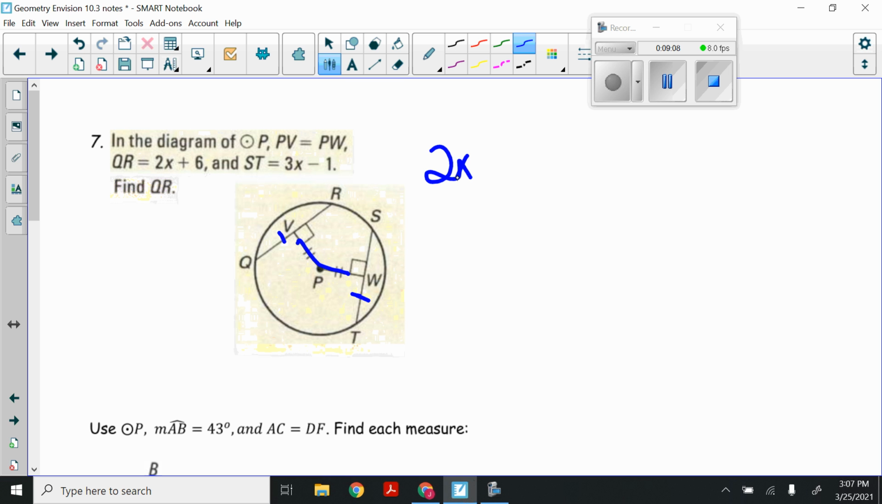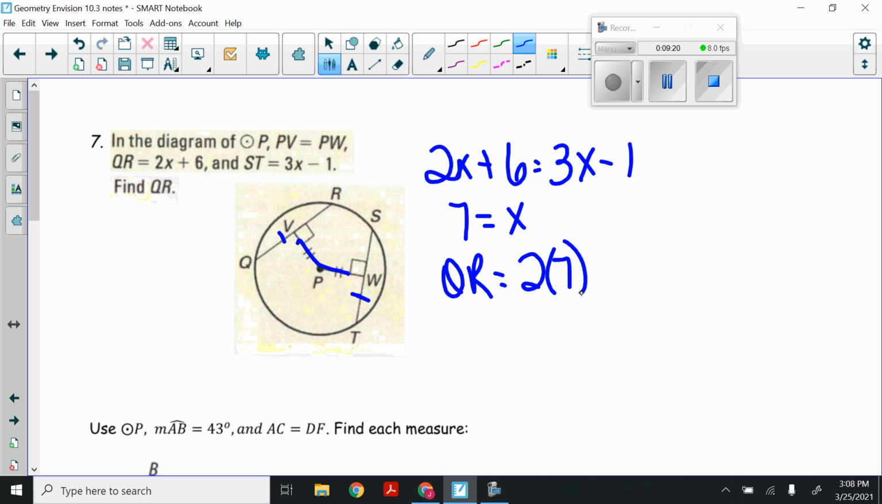So 2x plus 6 equals 3x minus 1. Add 1 to both sides, so I get 7 equals x. So QR, they tell me that was 2 times x plus 6. So 14 plus 6, so QR is 20 units.